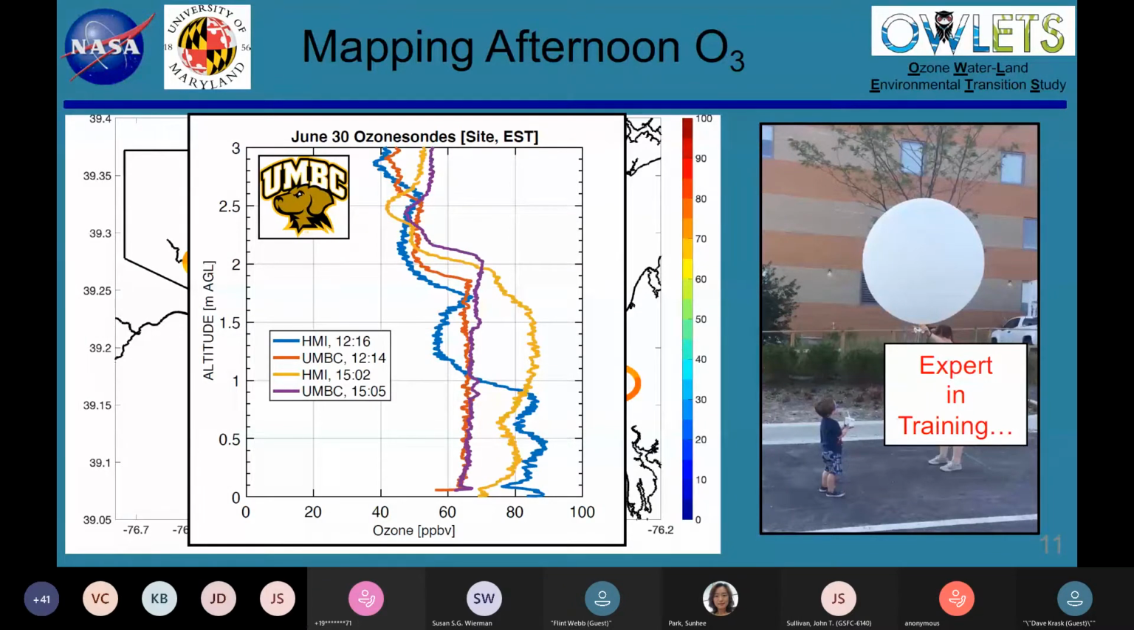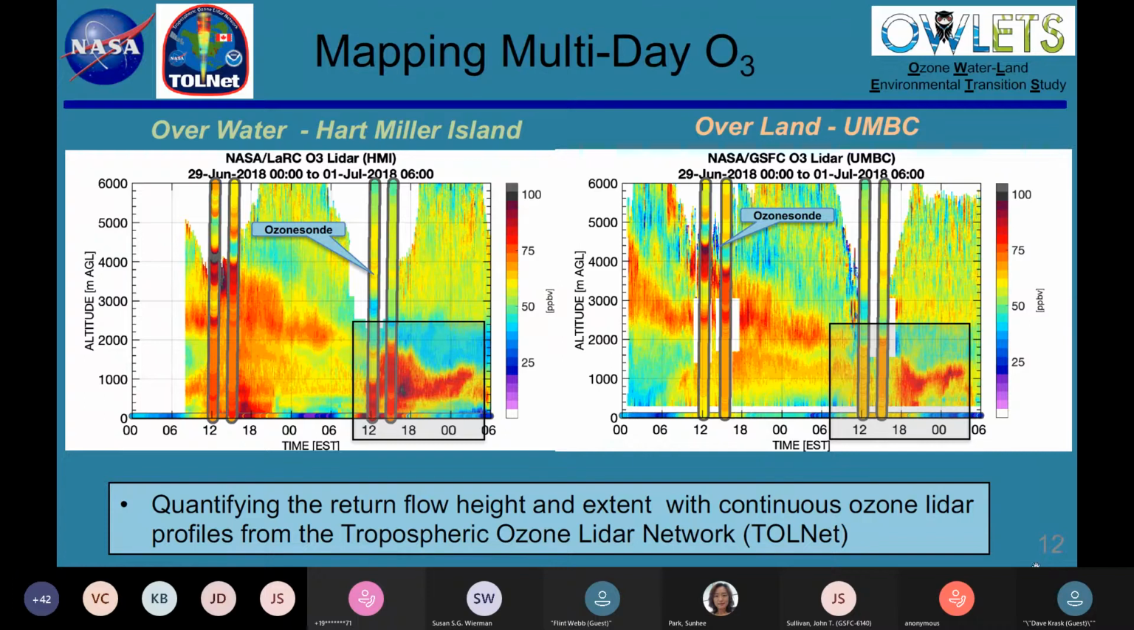I have my expert-in-training 2-year-old son helping me launch one of the ozone, well, that's actually one of the radiosondes in this picture. So it was kind of fun. It was a family effort during the summer to get this done. Next slide, please. Thank you.